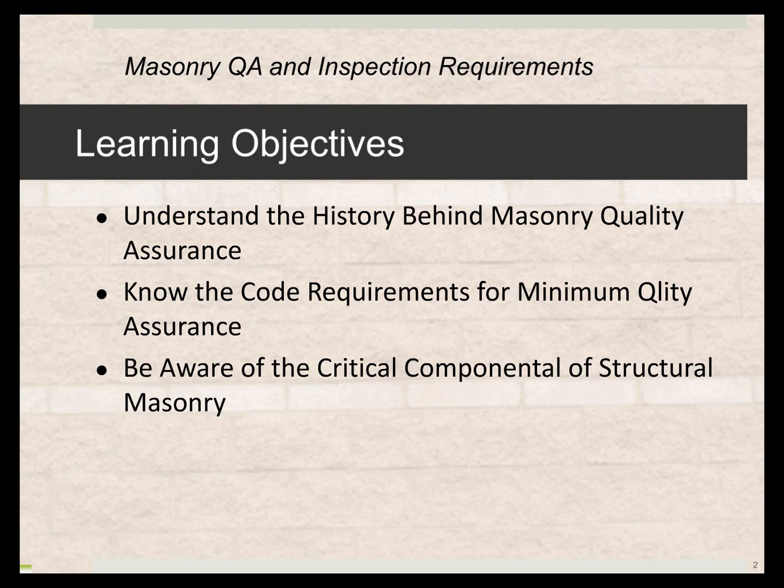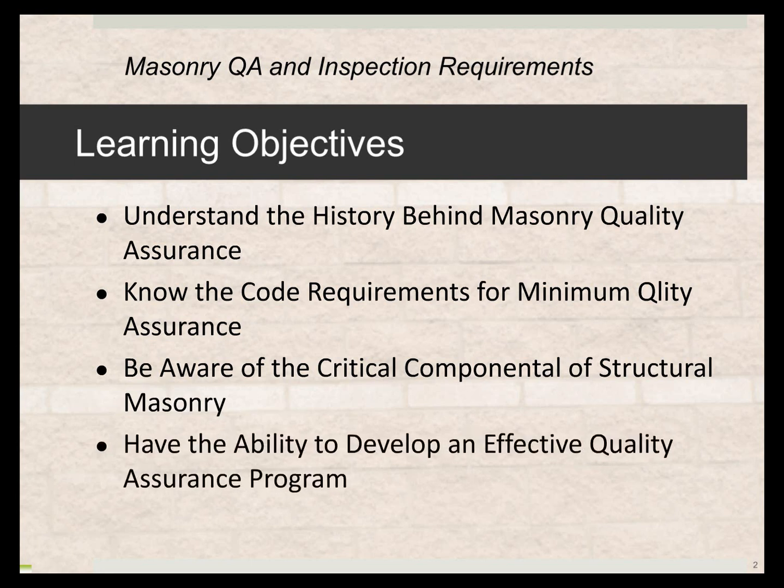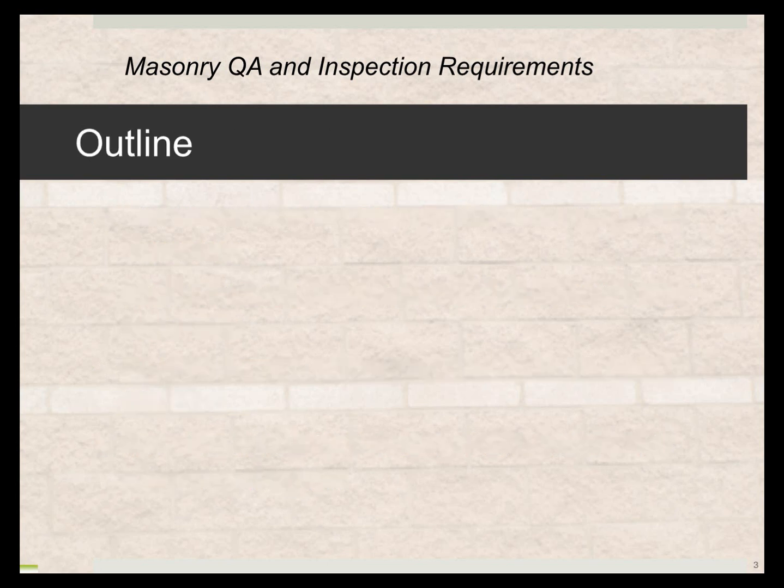And then we want to be aware of the critical components of structural masonry. Structural masonry has some hidden components, I call them. The reinforcement and the grouting is going to be hidden, and that's what is the basis of your structural integrity of the system. If it's done right, it can last for generations, even more than 100 years. And we also want to have the ability to develop an effective quality assurance program. And that is actually built into the code. I'll show you where it is and how we can make use of it to start from ground zero without reinventing the wheel every time.